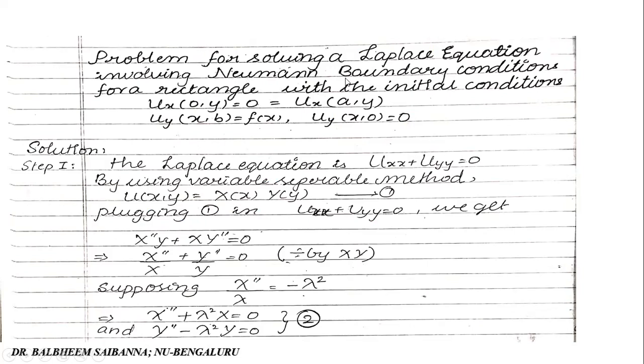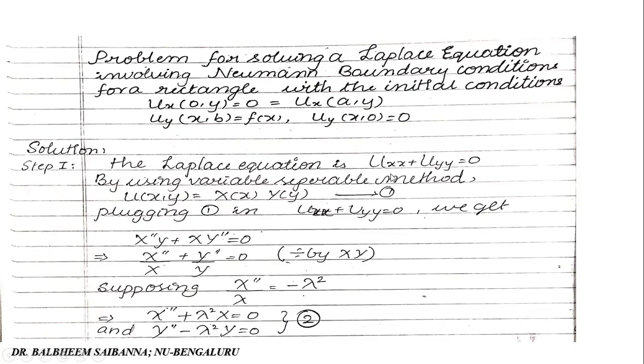But here we are using the Neumann boundary conditions for a rectangle with the conditions ux(0, y) = 0, ux(a, y) = 0, u(x, b) = f(x), u(x, 0) = 0. So let us find the solution of the given elliptic equation. It is a Laplace equation. For the Laplace equation, we have been studying the 8 steps.